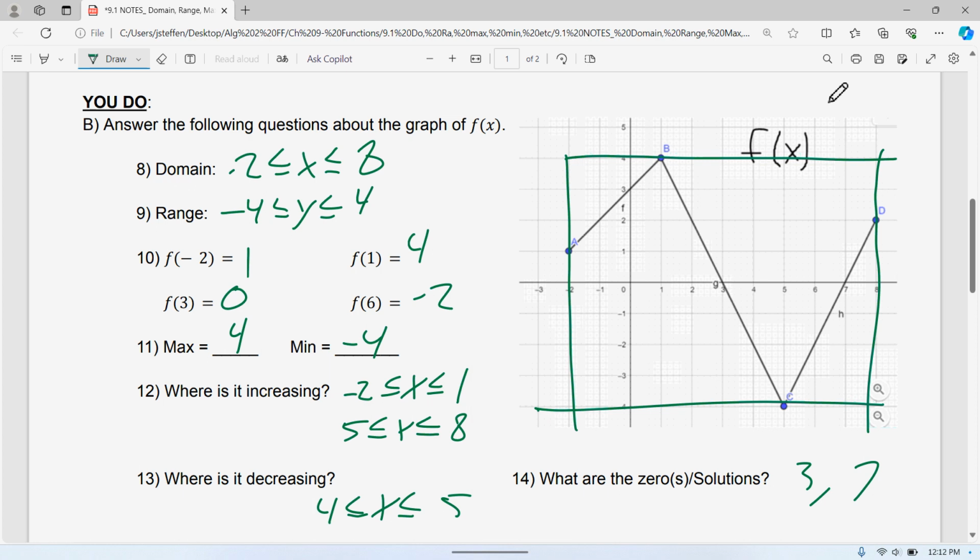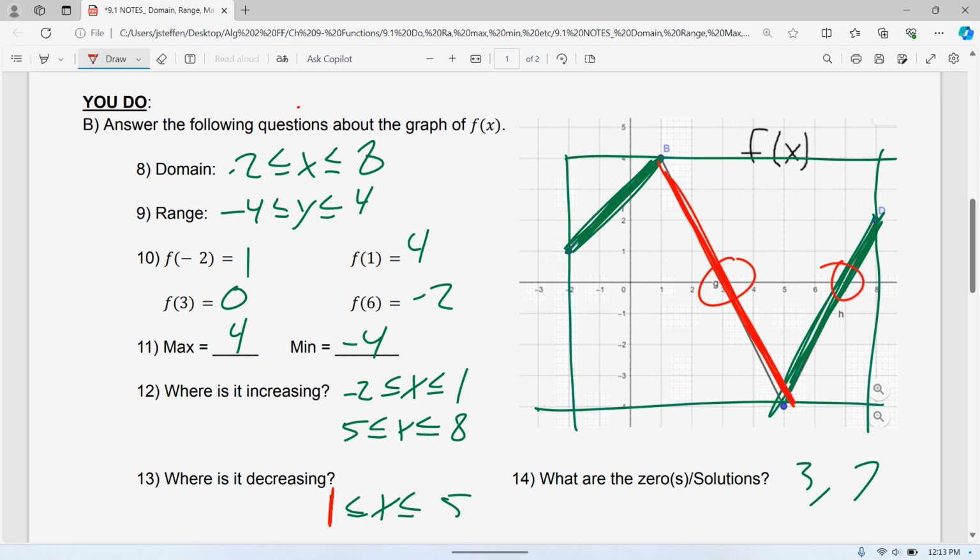And then where's it increasing? Again, it's increasing right here between -2 and 1, and it's increasing right here between 5 and 8. And where is it decreasing? It is decreasing in between those, between 1 and 5. Oh, I put 4. Sorry. Apologies. Between 1 and 5. And then the zeros or crosses are at 3 and 7.